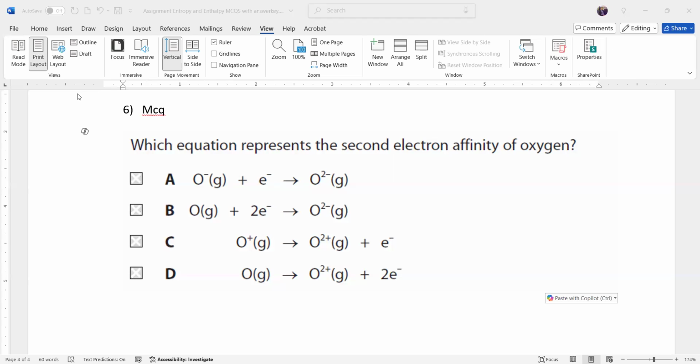Which equation represents the second electron affinity? Second electron affinity means when the second electron is added. So the oxide ion is already there and the second electron is added, and it should be in a gaseous state as well. So the oxide ion is there, another electron is added. So that's the second electron affinity. So A is the right answer for this.